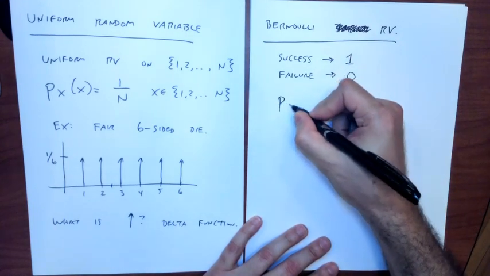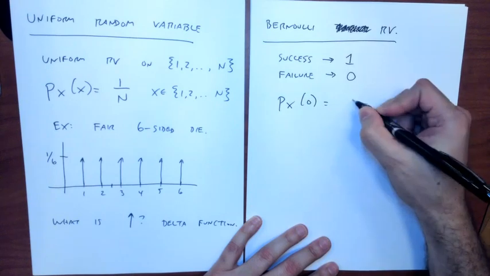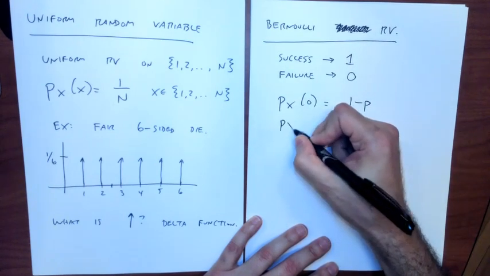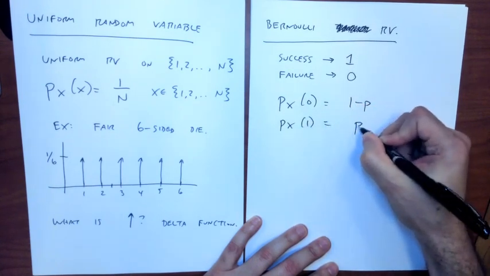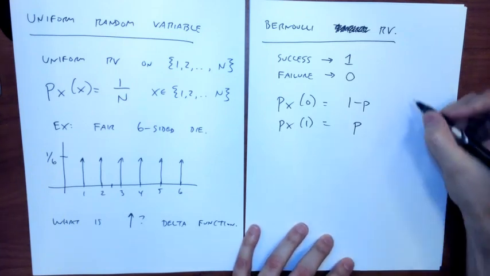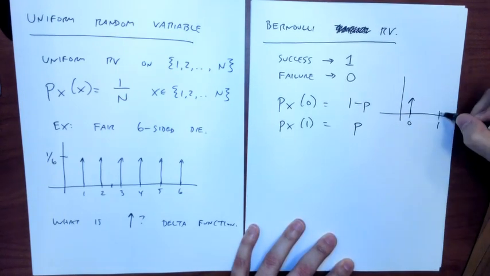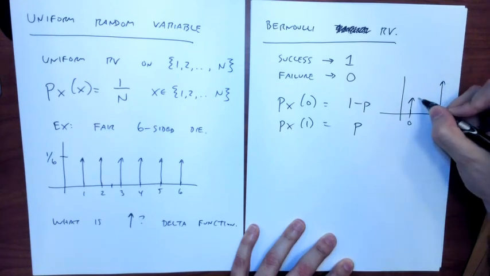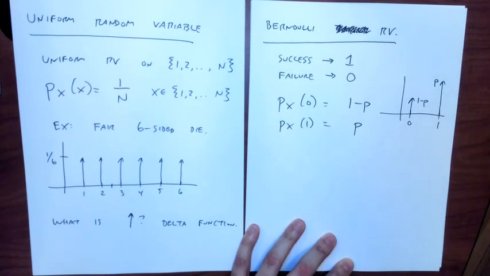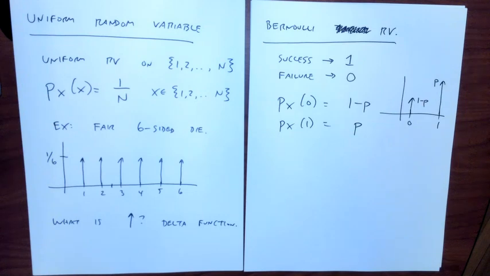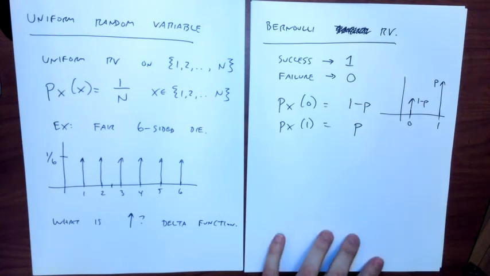And so the probability of failing is 1 minus p. The probability of succeeding is p. Those are the only two options. If I were to draw it, that's just saying I got 0 or 1, and these arrows have to add up to 1 in total, okay? Super simple.